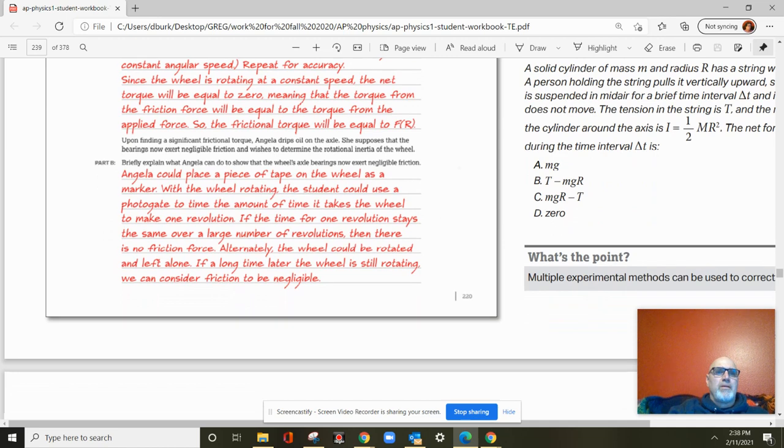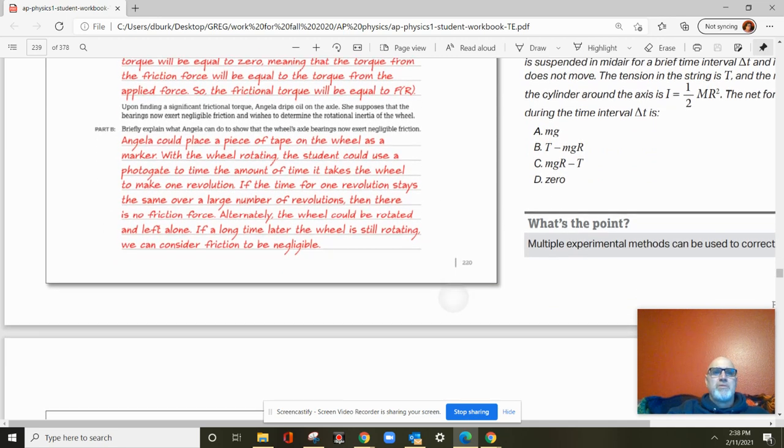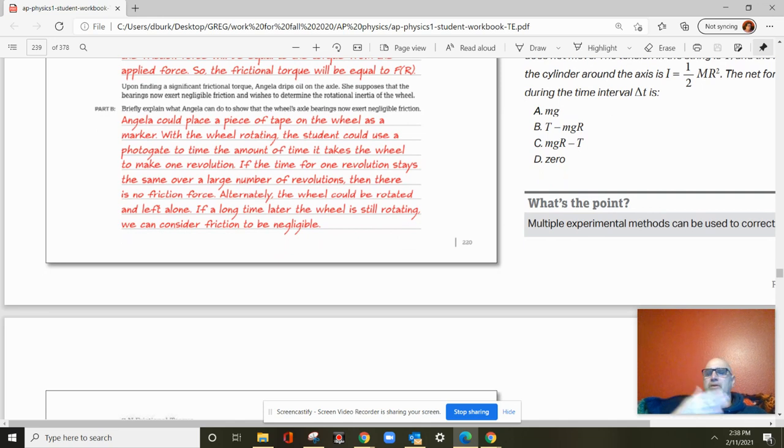Okay. And she could place a piece of tape on the wheel as a marker. Use a photo gate. I think we've seen some of this stuff, at least in videos that Burkhart did. We've seen the photo gate timer, I'm sure. With the photo gate, there's a little red light that goes across a gap, and when you break the light, it hits a trigger on the timer.